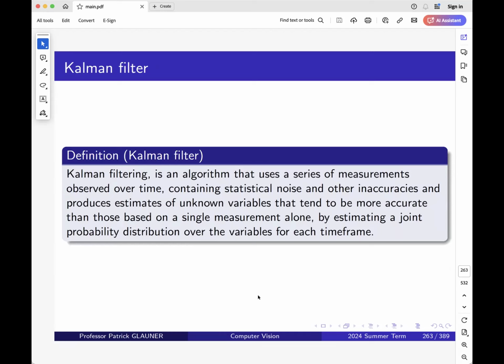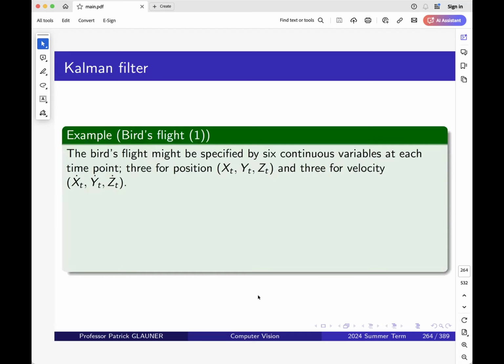So the Kalman filter, again, allows us to handle a series of measurements. We want to estimate a state. These measurements have noise, so they're noisy, and other inaccuracies. And our state is also an estimate, and we're dealing with continuous variables. We can look at our bird's flight from before. In the bird's flight, we actually have 6 continuous variables at each time point.